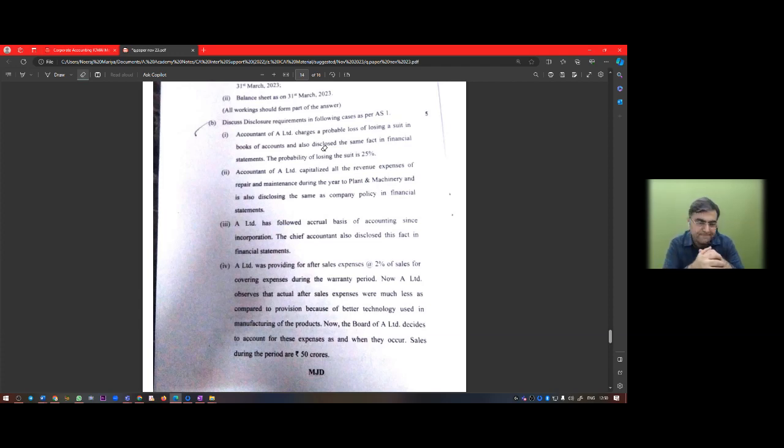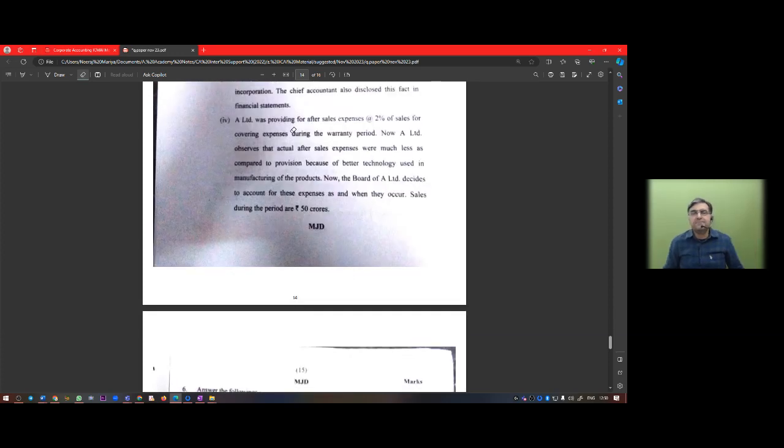Next, A Limited is providing after-sale expenses at the rate of 2% on sales for covering expenses during the warranty period. Now, with the modern technique, he need not provide for the same. Yes, he can do so. Earlier, he provided it on an estimated basis, and in future, he will provide as and when paid, on an actual basis. The task is okay, done.